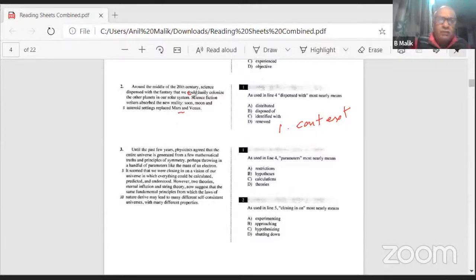All right, I'm being very frank with you. At the moment, I understood nothing to be able to identify what this word dispensed meant. So I read more. I read: science fiction writers absorbed this new reality, and soon the moon and the asteroid settings replaced Mars and Venus. So what did I understand? I understood that they did something to the fantasy that we could colonize the planets. And what did they do? They stopped going to the planets and they started going to the asteroids.